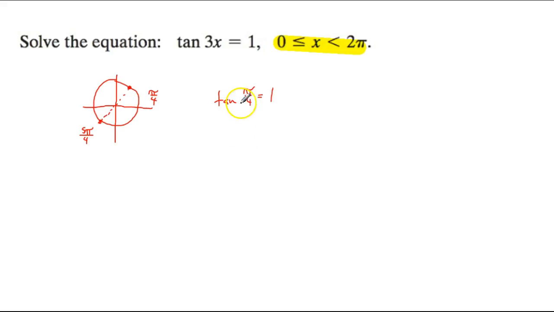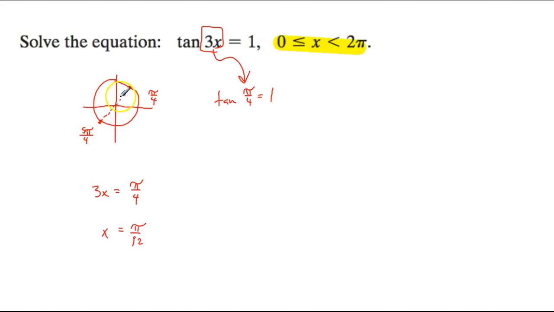All right. So what does that mean? That means that 3x is equal to π/4. So 3x is equal to π/4. So that means that x is equal to π/12.